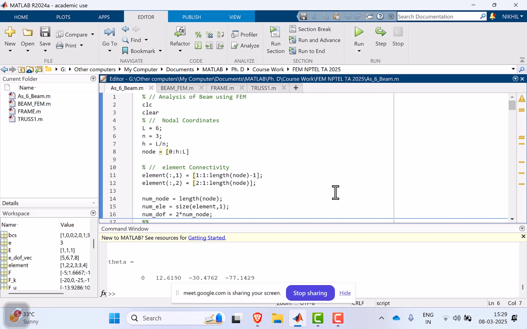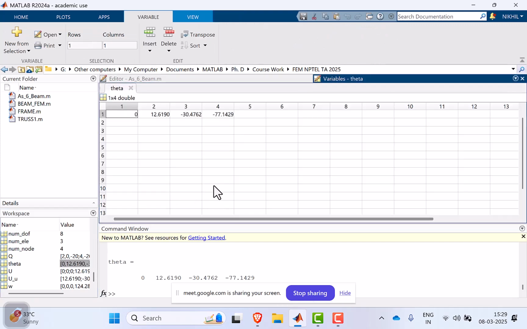Now what they have asked is the rotation at joints B and C. So for rotation we'll go to theta, and the value is 12.62. So it is given in the solution. And joint C is also asked. So joint C will be this, which is minus 30.4, which is in the solution. I don't know why, but some sign is a problem for this. I don't know about that.